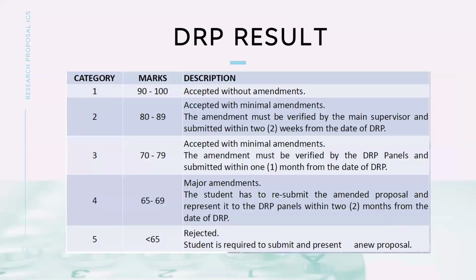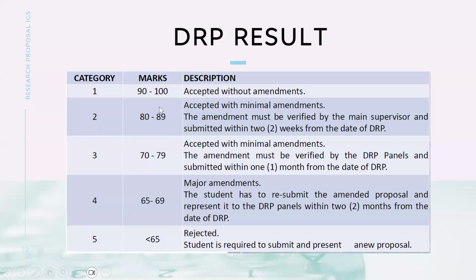So the DRP result will be divided into 5 categories. The first category is where the marks are between 90 to 100. This is basically accepted without any amendments, meaning you don't have to do anything. After the DRP, you get the result, that's it. So you can just proceed with whatever research you have.